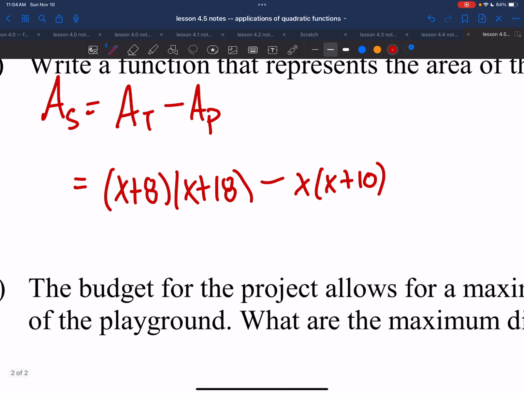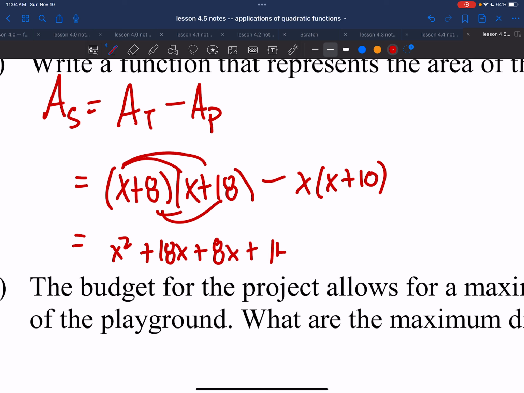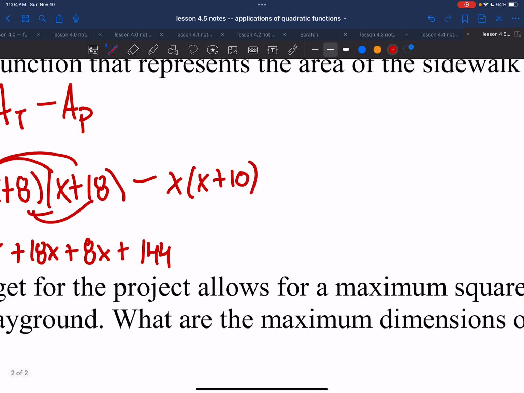So let's do a little bit of distribution here. x squared, 18x, 8x, 8 times 18. 8 times 9 is 72, right? And so double that for 18 is 144. And then minus x squared, then negative x times 10 is negative 10x.